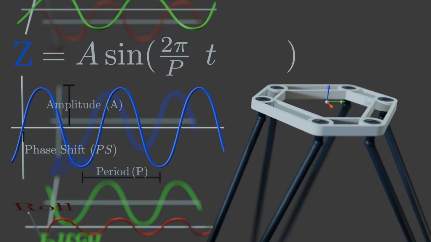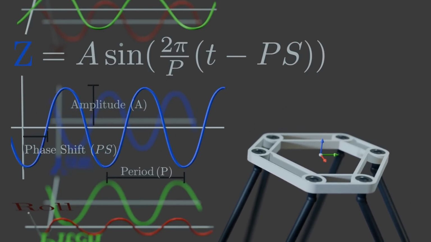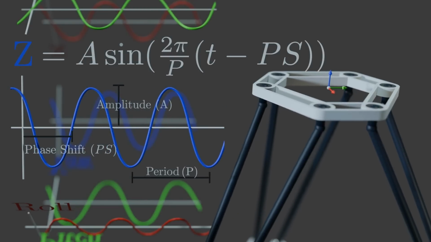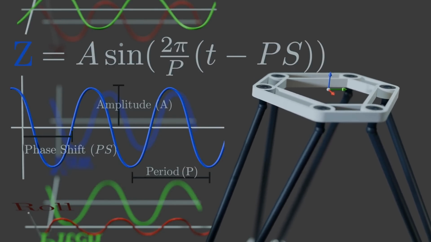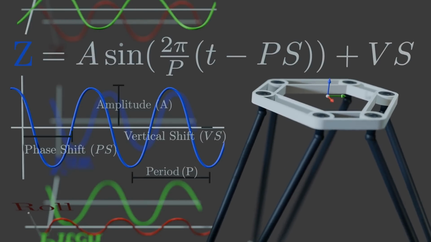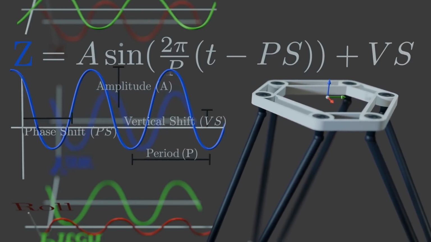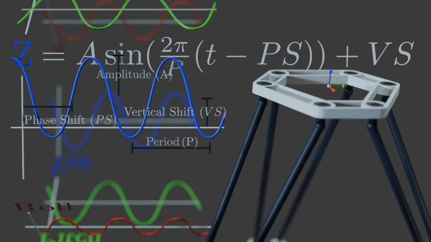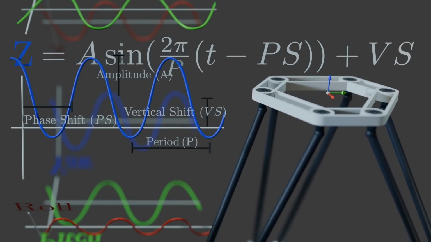The phase shift will move the entire wave forwards or backwards in time. This is difficult to show in the movement of a single sine wave, but has an important effect on how the individual waves will combine together for the overall pattern. The fourth and last parameter is the vertical shift. The vertical shift changes where the motion is centered about. Increasing this value will shift the entire wave up, keeping the same pattern but at a different position.